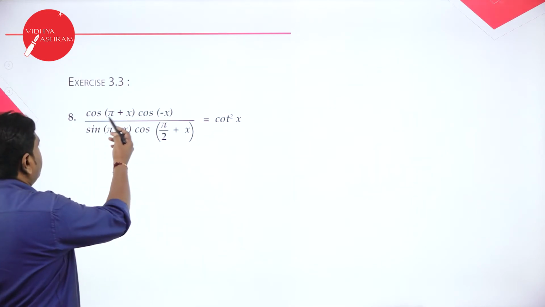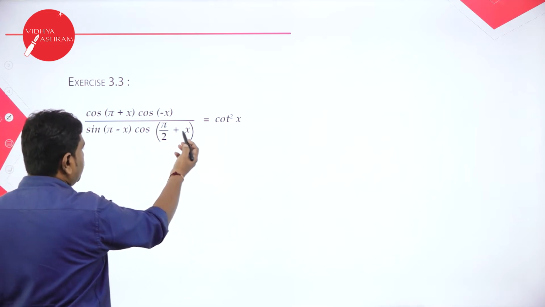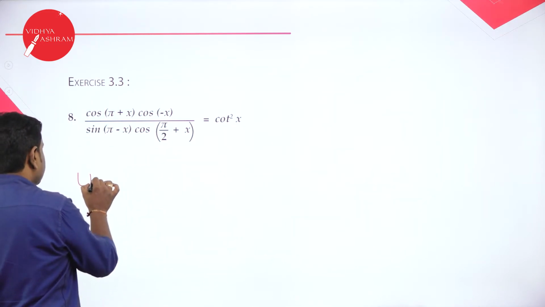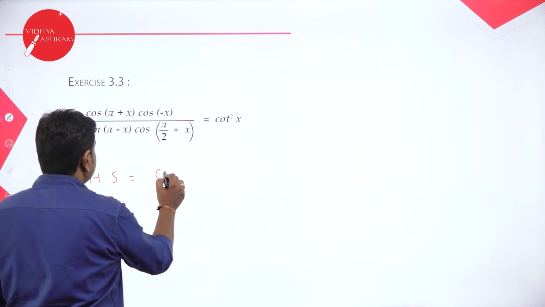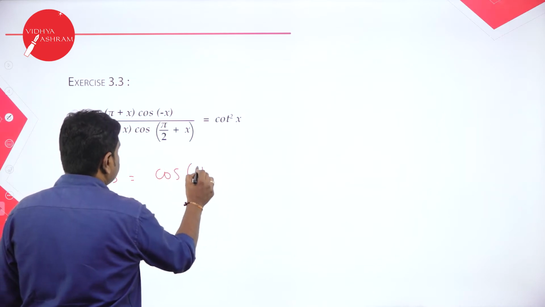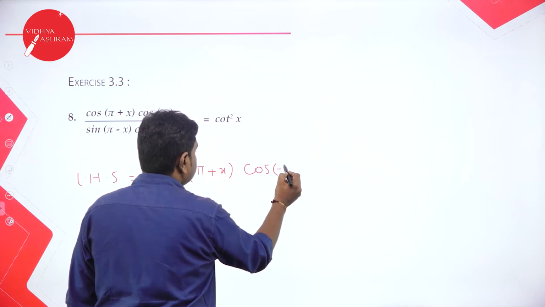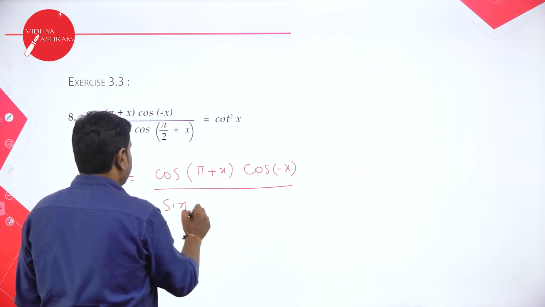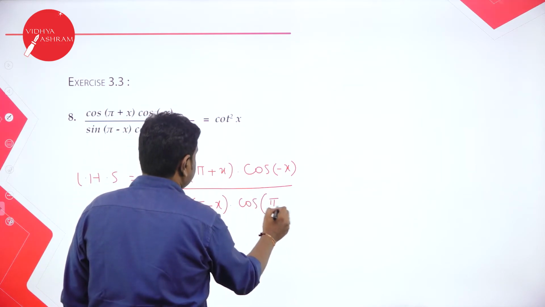Further, cos of pi plus x into cos of minus x, divided by sin of pi minus x into cos of pi by 2 plus x. You need to prove it as cot square x. So we'll take LHS. LHS is cos of pi plus x into cos of minus x divided by sin of pi minus x into cos of pi by 2 plus x.